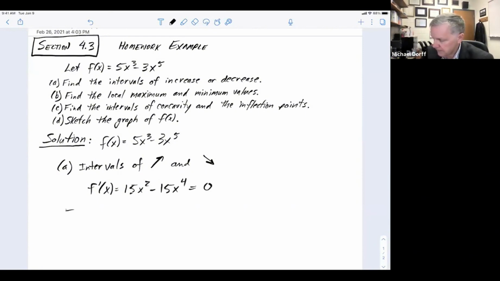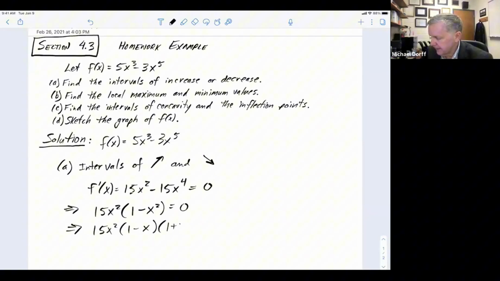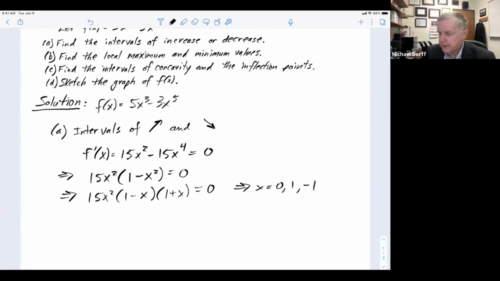So the derivative is 15x squared minus 15x to the fourth, and I want to set that equal to 0. Well, then to solve that for x, I'm going to first factor out what they have in common, which is a 15x squared, and I'm left with a 1 minus x squared. And then I'm going to factor that inside parentheses into 1 minus x and 1 plus x. And so that tells me then that x equals 0, 1, or negative 1. So those are going to be my points that I'm going to use to make my intervals.